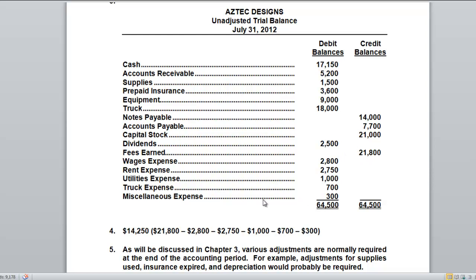Okay. The fifth thing here, it asks if there's any reason why this number here might not be equal to net income. And we're going to talk about later, this is an unadjusted trial balance. We'll talk about an adjusted trial balance later. There's some adjustments we need to make to these figures at the end of the accounting period.